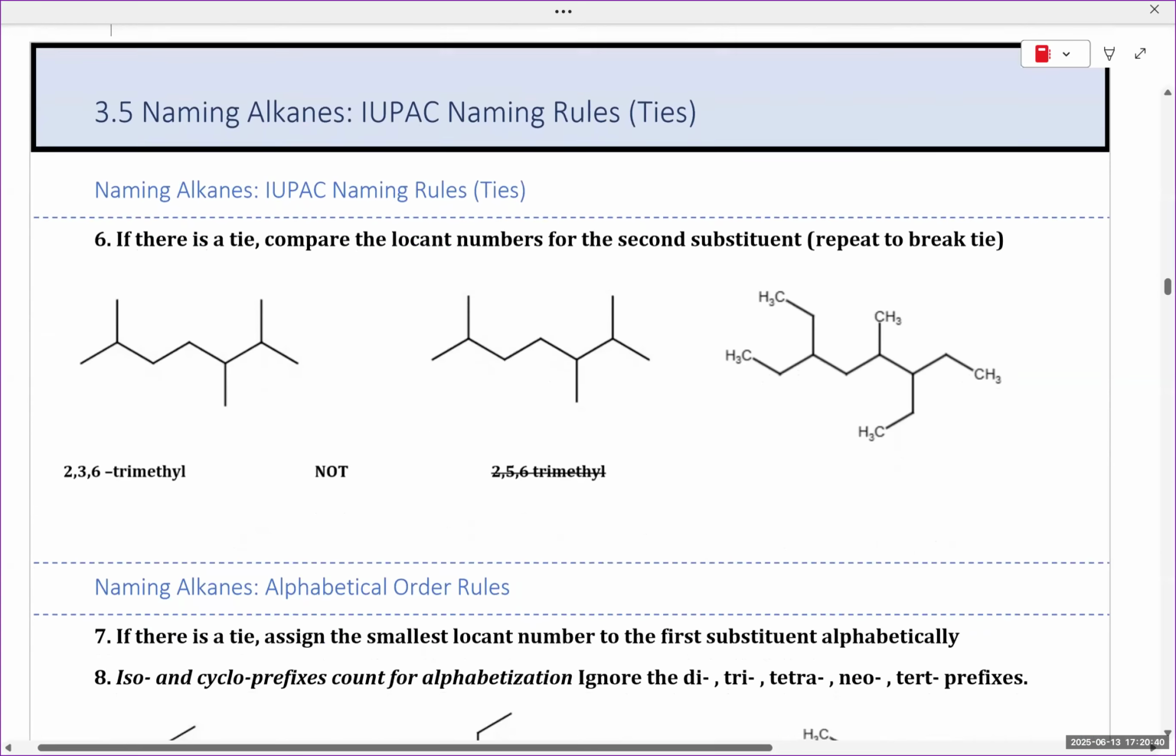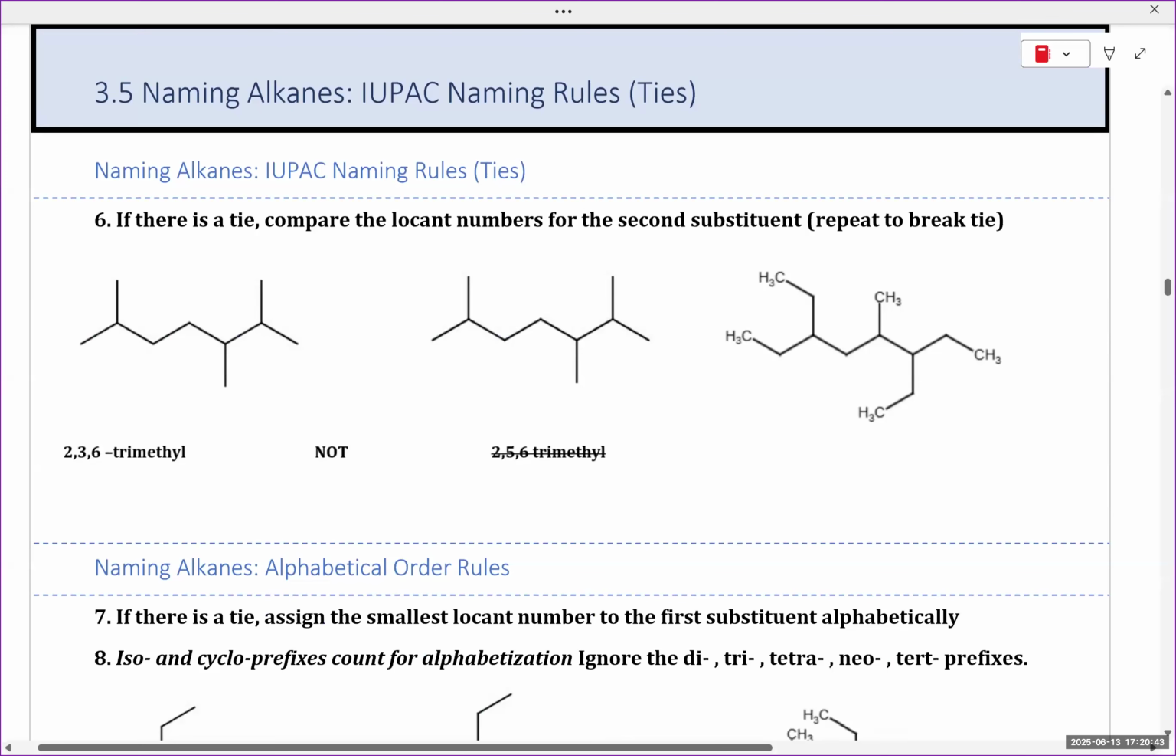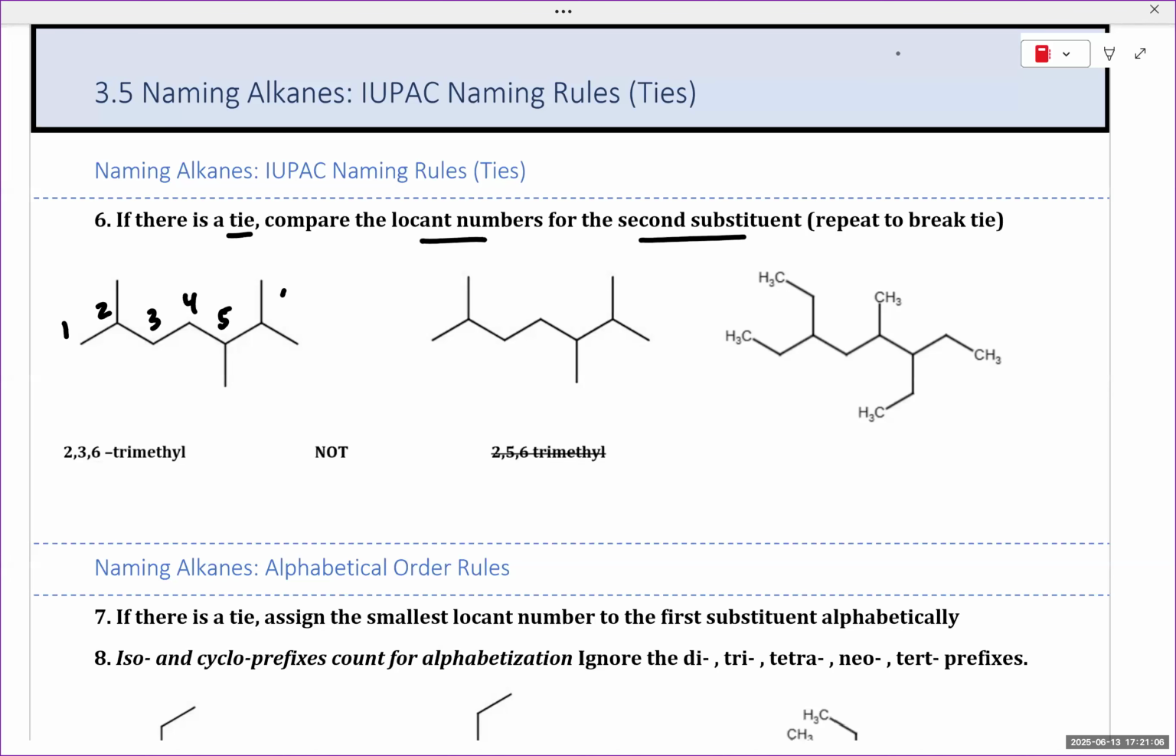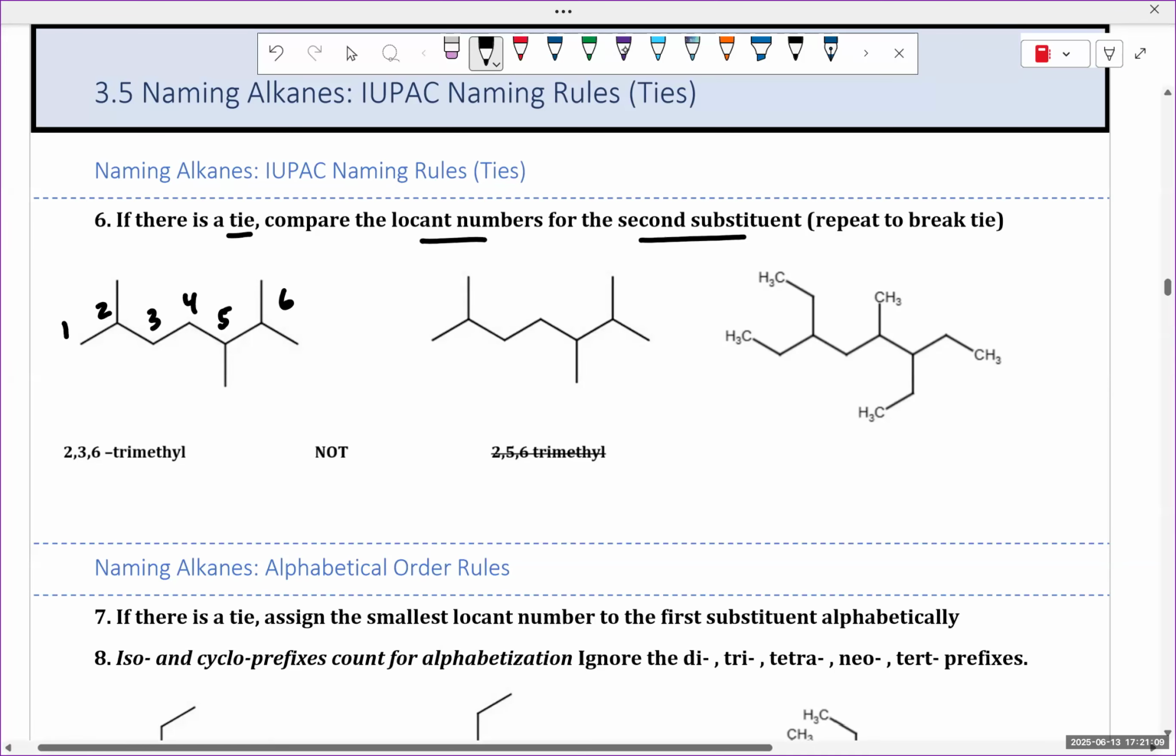Let's talk about naming alkanes following IUPAC rules in the event of a tie. If there is a tie, you compare the locant numbers for the second substituent, and you repeat looking at the third, fourth, and fifth substituent until the tie is broken. So for example, in this case, we have a few possible sets of locant numbers. We can count from left to right, or we can count from right to left.